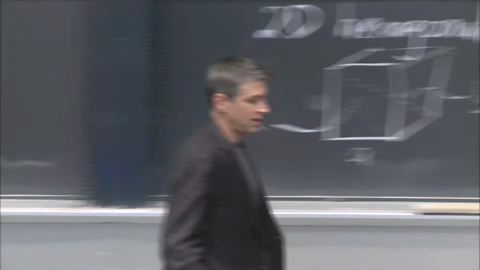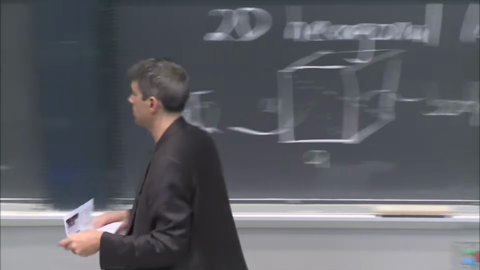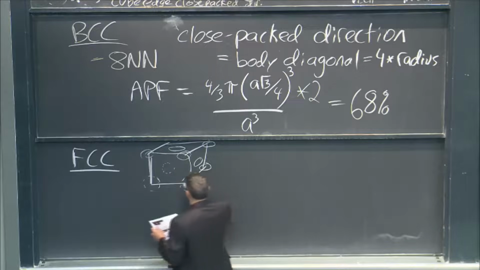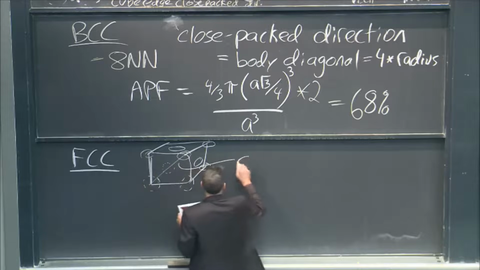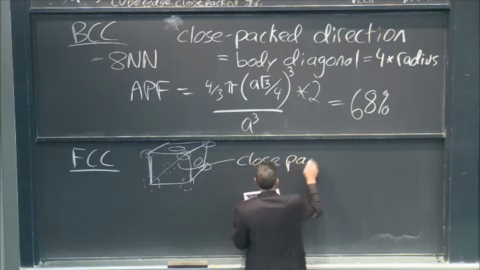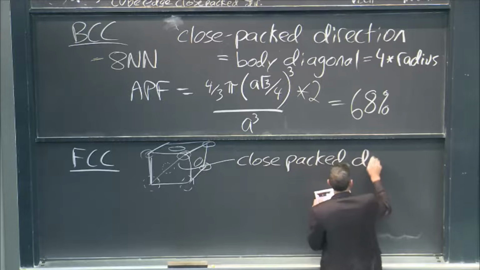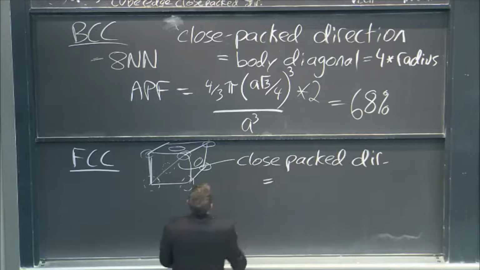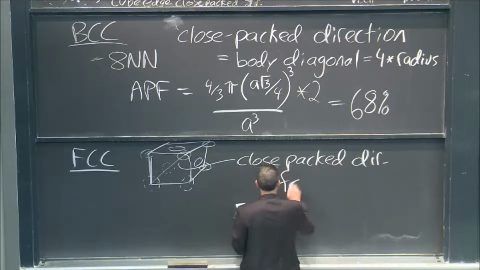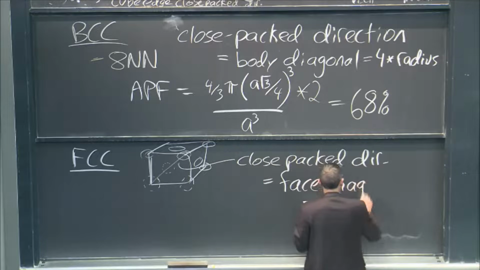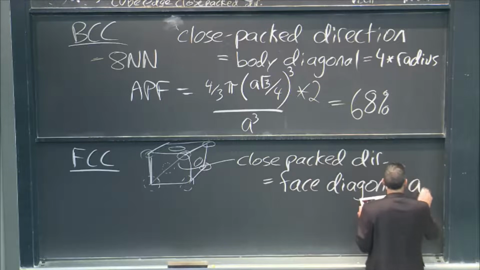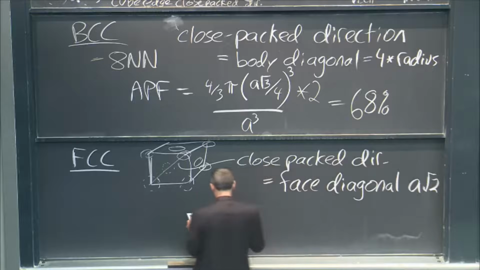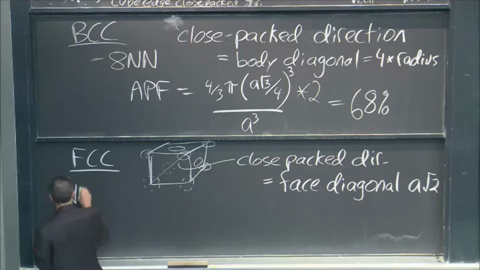Now, what's really cool about FCC is that it's got a lot of neighbors, and it's got more packing. So for FCC, this is the closed pack direction. Closed pack direction is the face, did I write down? I didn't write down. Okay, that's fine. It's the face diagonal, right? Which is a root 2 in length. And so the nearest neighbors is 12.